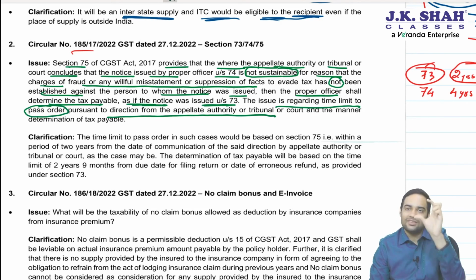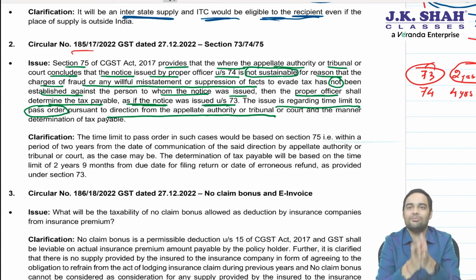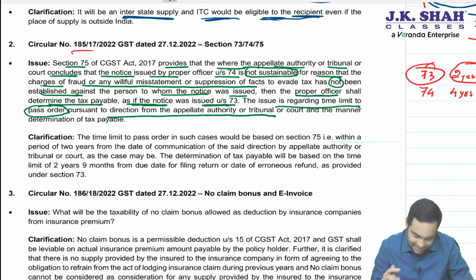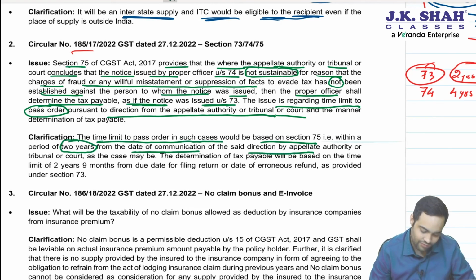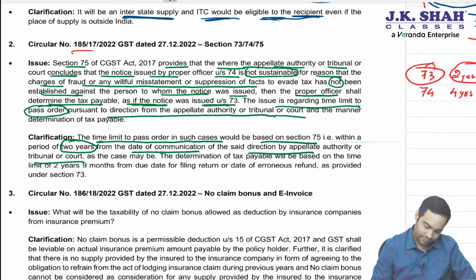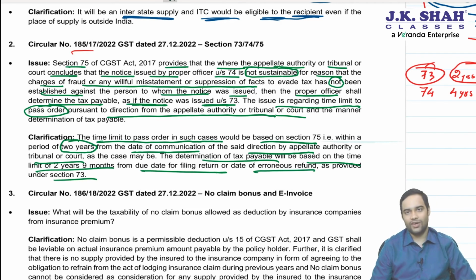See, show cause notice, you know, it is valid for 2 years 9 months. For last 2 years 9 months, whatever demand is there, that much he has to pay. But what is the time limit to pass order? The time limit to pass order in such cases would be as per 75, that is within 2 years from the date of communication of such direction by appellate authority, appellate tribunal or court. The determination of tax payable will be based on 2 years 9 months from the due date for filing return or date of erroneous refund as provided under 73.